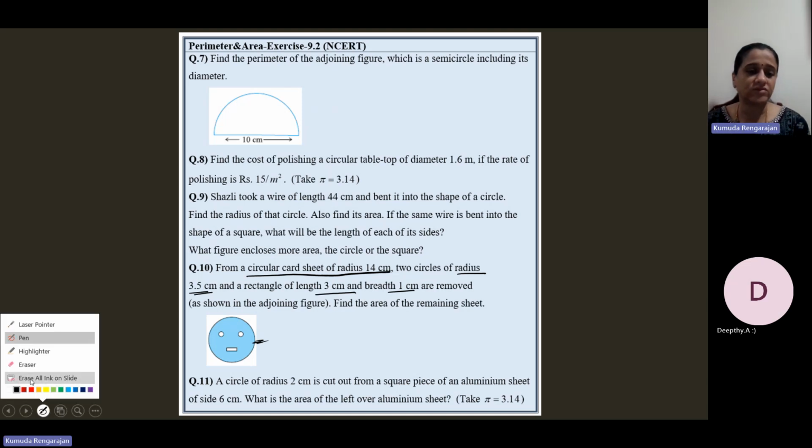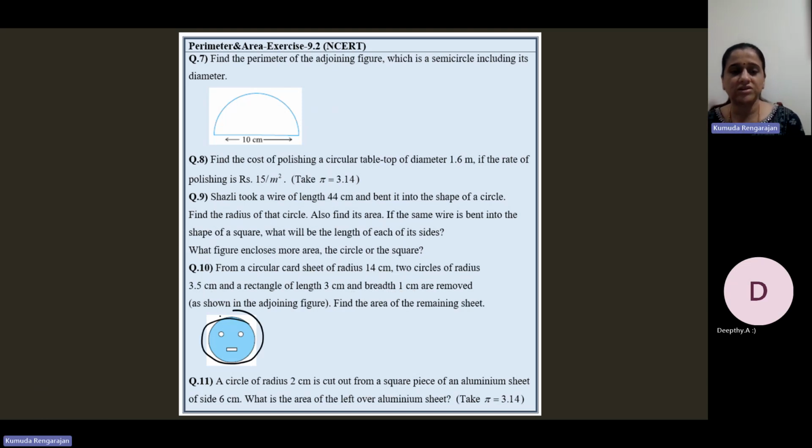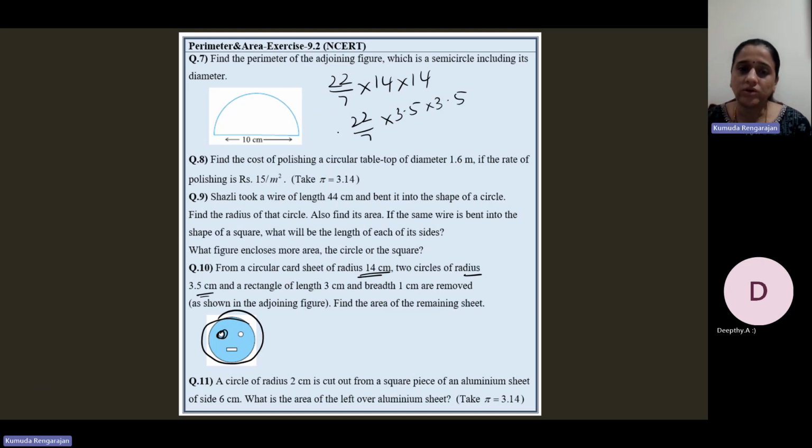So you should find the area of the circle first. What's the radius? 14 centimeters. So step 1 is to find the area of the circle: 22 by 7 into 14 into 14. Then find the area of one small circle, radius 3.5: 22 by 7 into 3.5 into 3.5. You can multiply this by 2 to find the area of both the circles.